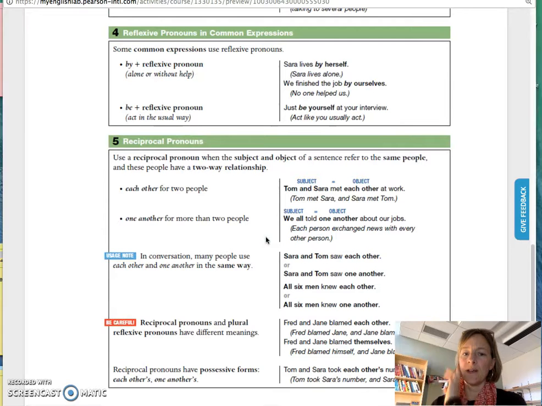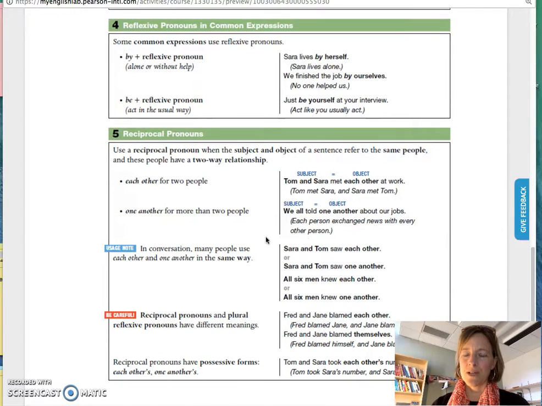Here's the tricky part. These are the reciprocal pronouns. Reciprocal means that it goes two ways. So it means that there's two people or more, and the pronoun is referring to something that's going on between those two people. That's all that it means. So I could say, for example, Tom and Sarah met each other. Well, that makes sense, right? Or they met one another.